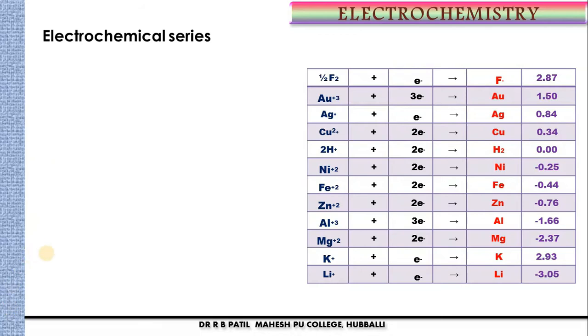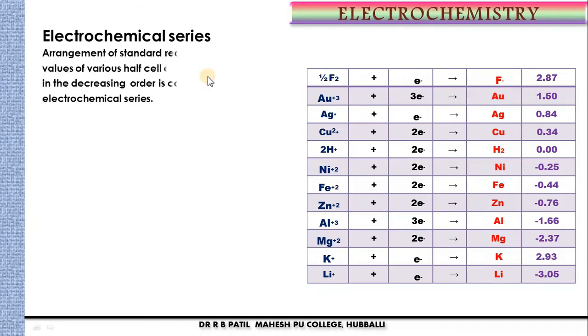After calculating the electrode potential of various electrode systems, we arranged them in the decreasing order of their respective reduction electrode potential values as shown in the table. So this arrangement is called the electrochemical series. So what is the electrochemical series, students? The arrangement of standard reduction potential values of various half cell electrode systems in decreasing order is called the electrochemical series. In this table we have only a few half cells.